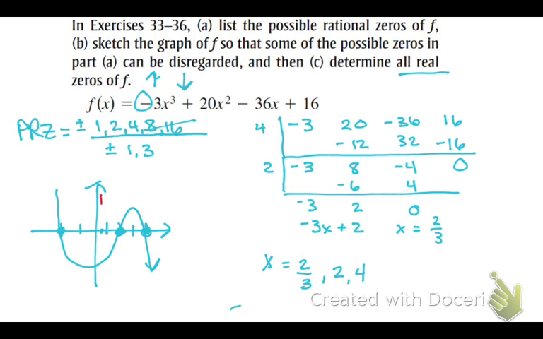So it really looks like something more like that. So the whole point of finding the zeros is so you can sketch a graph. So this basically just puts everything you have been doing together.